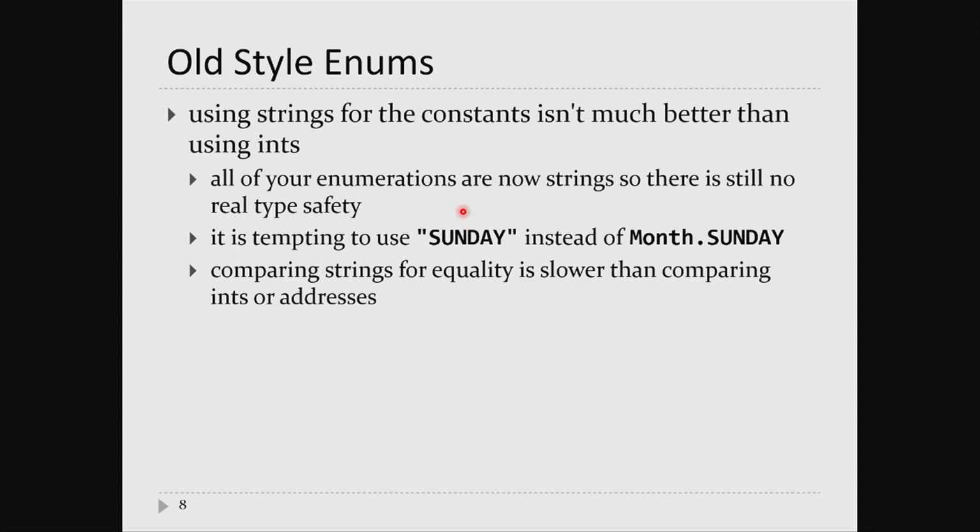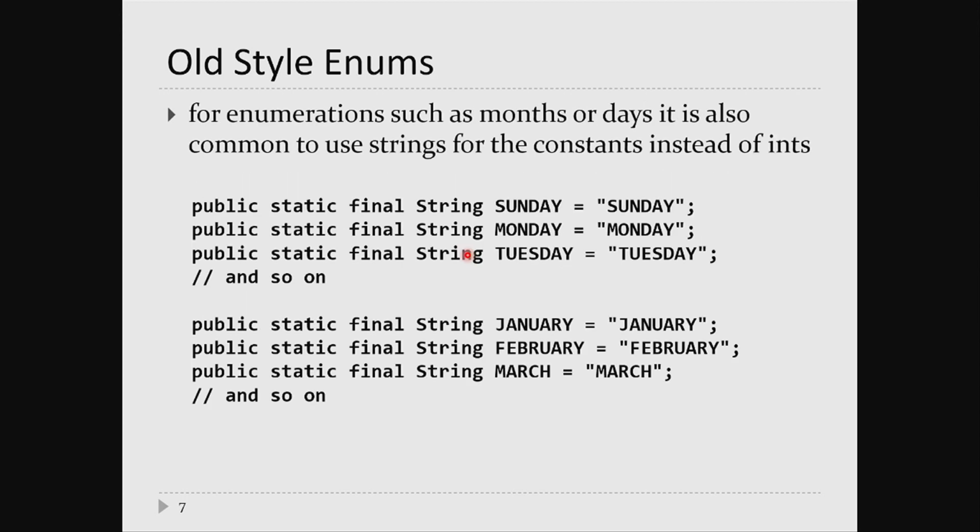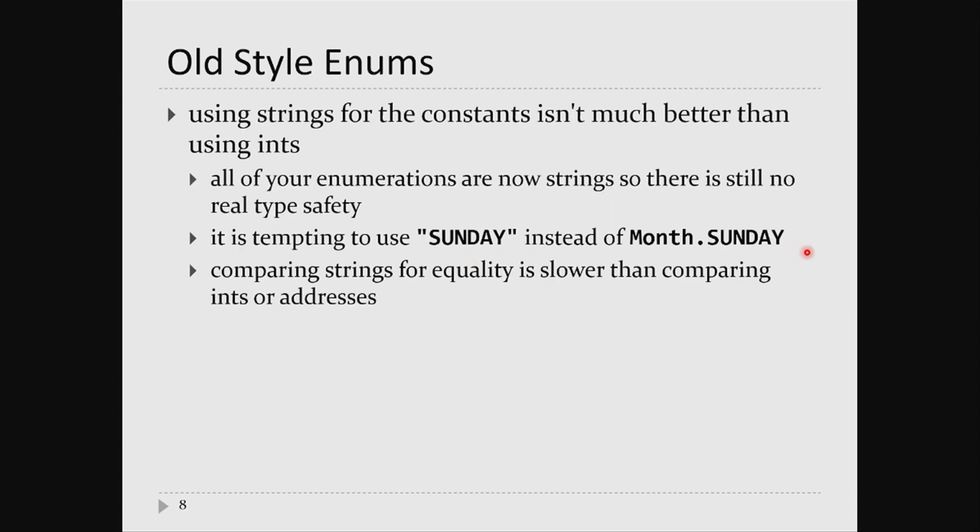So problem number one, there's still no type safety. There's still no type called Day, there's still no type called Month, or whatever other enumeration you want to make. What ends up happening a lot when you use the string enum pattern is that people don't use your constants. In other words, people don't write Month.Sunday, they just get used to writing the string Sunday, which is also not good. You really want them to be using your constants.